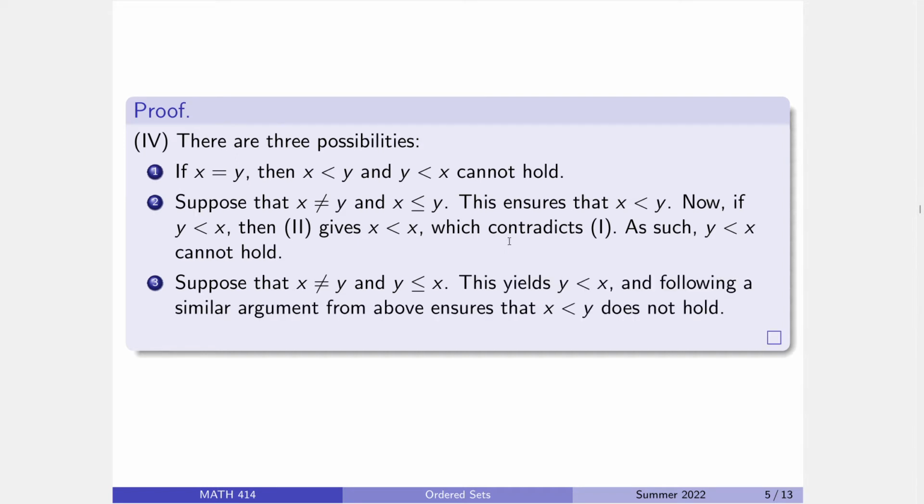Now this goes basically exactly the same as the previous proof, because if I don't have equality and I've got this, then I must have this strict inequality, but this strict inequality cannot hold, and equality cannot hold. So there are 3 possibilities: either exactly this is true, exactly this is true, or exactly this is true.